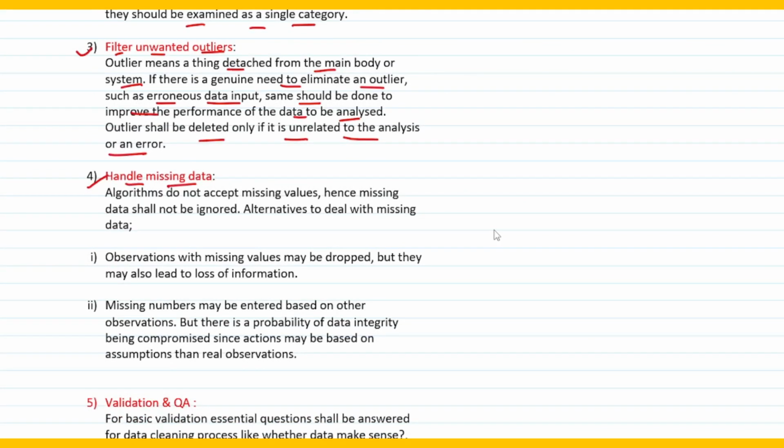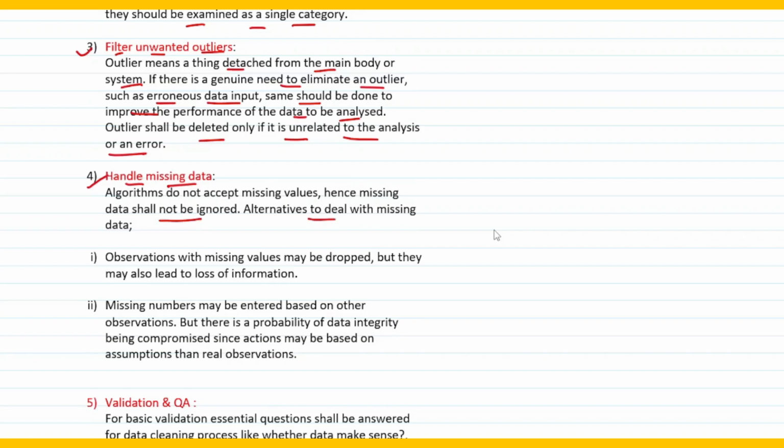handling missing data, right? So algorithms do not accept missing values. If there is any algorithm or a series of chain or a flow chart, then in that case you have to make sure that all the relevant values are incorporated, right? If you do not have proper values in place, then the algorithms won't work properly. Hence, missing data shall not be ignored. So you have to make sure whatever data is required is being pre-fed properly.